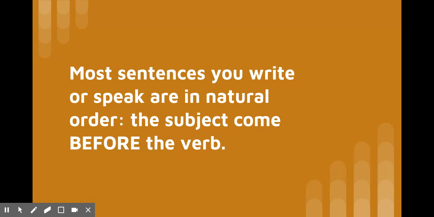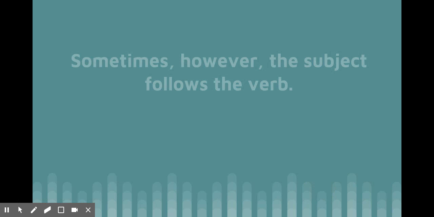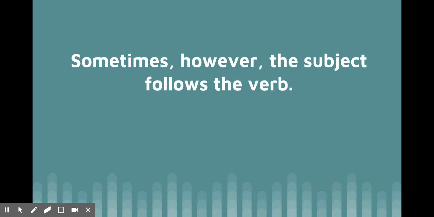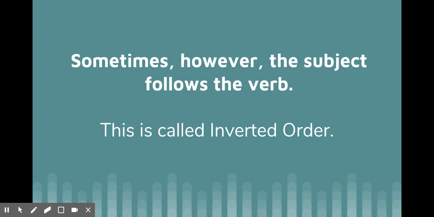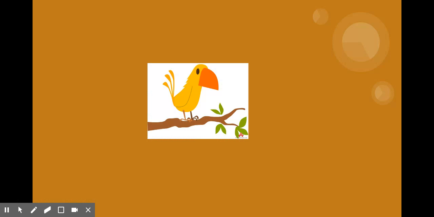Okay, because most sentences that we write or that we speak are in what we call natural order, and the subject comes before the verb. That's just the normal, natural way that we speak and that we write. Sometimes, though, the subject follows the verb. That is what we will call inverted order. Think about math. When you invert a number in math, what are you doing? You're switching the order. Okay, so it's the same concept.